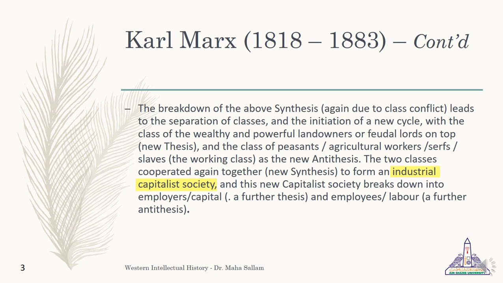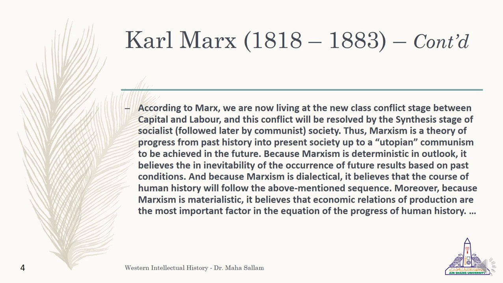This new synthesis, the industrial capitalist society, is going to break down due to class conflict and into, again, the employers or the capital on one hand, this is a further thesis, and the employees or the labor on the other hand, which is the further antithesis. According to Marx, right now, we are living at this new class conflict stage between capital on one hand and labor on the other. Marx believed that this conflict is going to be resolved by the synthesis stage, and this synthesis stage will be reached only if we follow the rules of socialism and later communism.